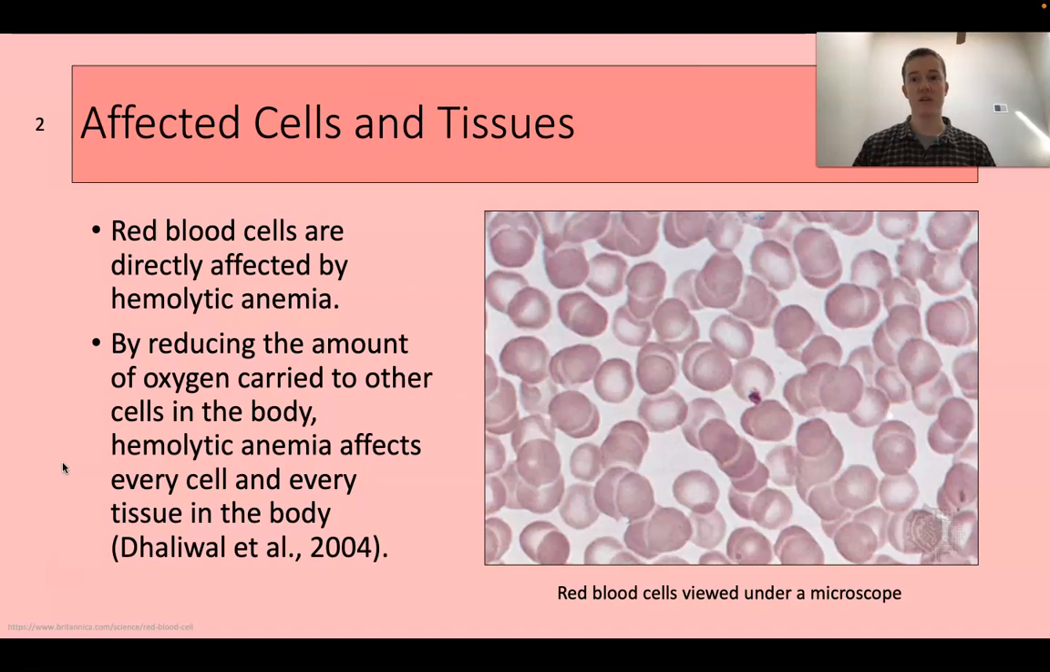So red blood cells are the cells that are directly affected by hemolytic anemia, but red blood cells are responsible for carrying oxygen to every other cell and tissue in the human body. And so as a result, hemolytic anemia affects every cell and every tissue in the body as a consequence of reducing the amount of oxygen that is carried to these locations.